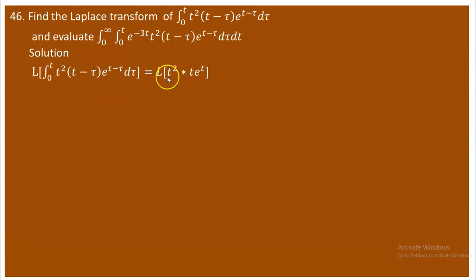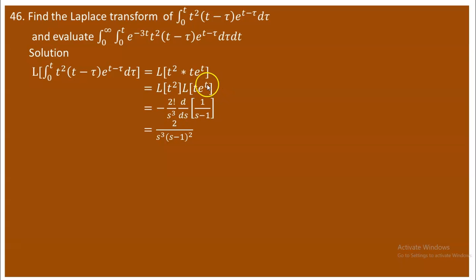So we can obtain that the Laplace of the integral is the same as the Laplace of the convolution of these two. As we derived in the classroom, the Laplace of the convolution of two functions is the Laplace of the first function times the Laplace of the second function. So this will be the Laplace of t squared times the Laplace of t e to the power of t. We know that the Laplace of t squared is 2 factorial over s to the power of 2 plus 1, which is 2 over s cubed.